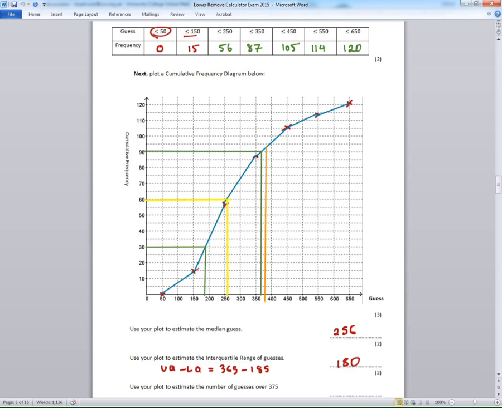The final part says use your plot to estimate the number of guesses over 375. So if you go up from 375, you see that this was the 93rd person's guess. So how many people guessed over that figure? Well, it's 120 minus 93, which is 27.